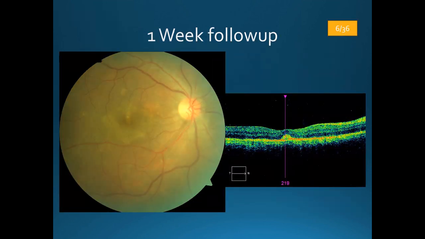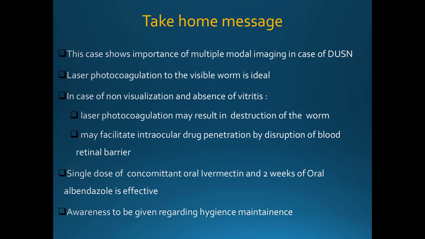This is the 1 week follow-up image on the left-hand side where you can see the macular edema is resolved. Disc edema is also better. The patient's symptoms had also improved. His visual acuity was 6/36 by now. On the right side, you can see the OCT image where the neurosensory detachment has resolved and there is no evidence of any macular edema.